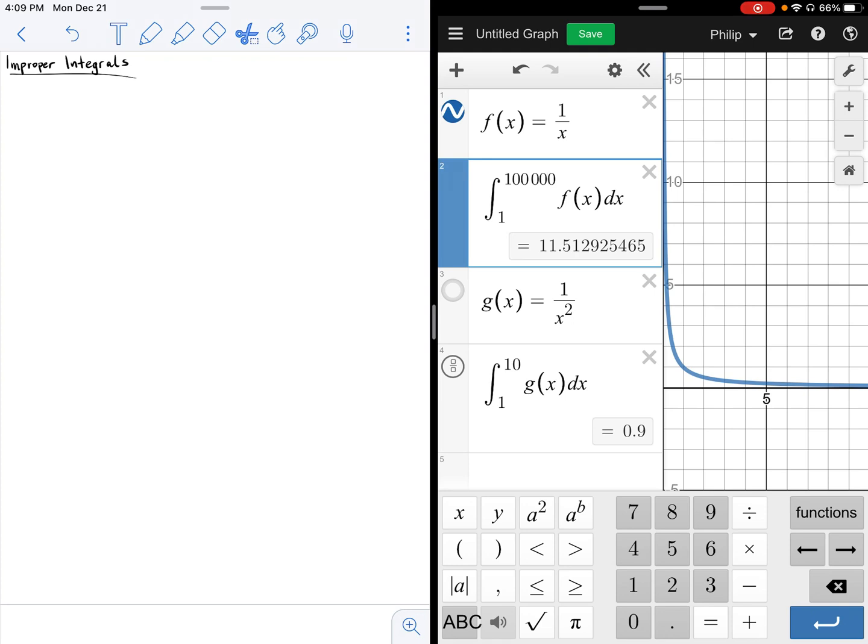Now let's pause. What am I doing right now? What I'm effectively trying to do is figure out, can I get a sense of what the integral of 1 over x dx is from 1 to infinity, right?